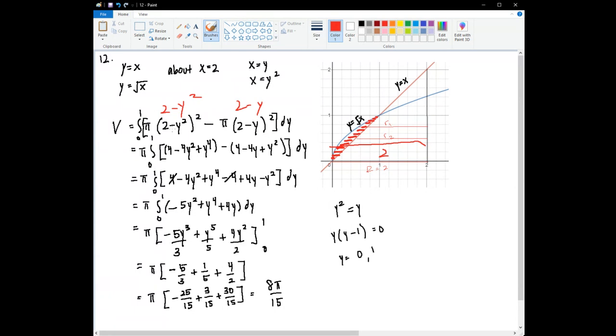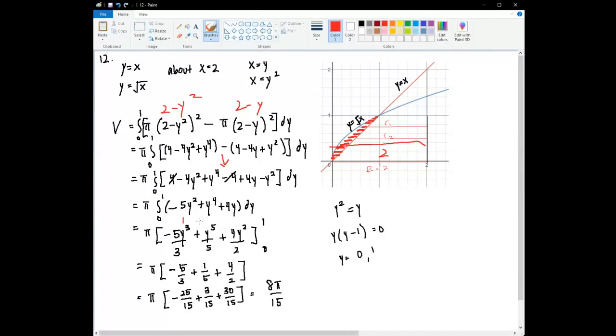So first I multiplied out 2 minus y squared, and 2 minus y squared. I got this integral. And then I combined like terms, and I got negative 5y squared plus y to the 4th power plus 4y. And then I got the antiderivative, which is negative 5y cubed over 3 plus y to the 5th over 5 plus 4y squared over 2. And then I plugged in 1.